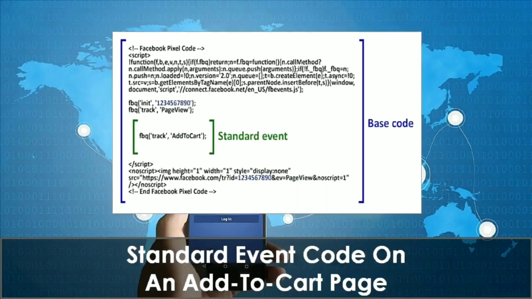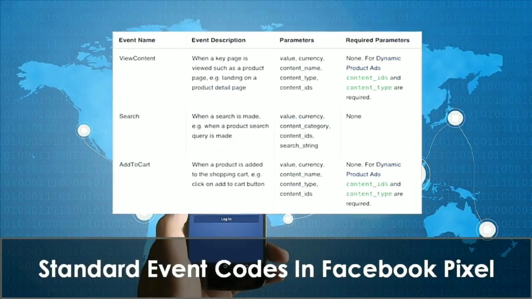Lastly, in your Facebook Pixel code, above the closing script tag, paste the standard event code that is relevant to your page, for example, Add to Cart button. It's necessary to go through this process for every page if you want to track your Add to Cart as an example. There are various standard event codes available in Facebook Pixel for you to track, and each event code represents a specific action.